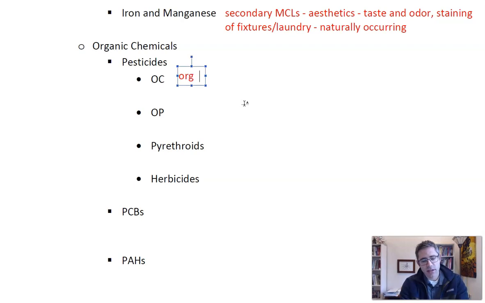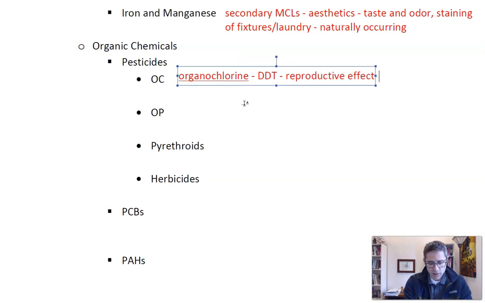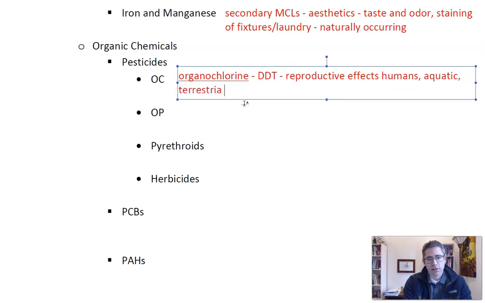OC pesticides stands for organochlorine pesticides. These were some of the first ones that were developed in the mid-1900s. So famous ones like DDT. There's other ones too, dieldrin. These can cause reproductive effects in humans and aquatic and terrestrial life. So I mentioned the eggshell thinning effects of DDT, but it can also affect aquatic life, and can also affect human health.